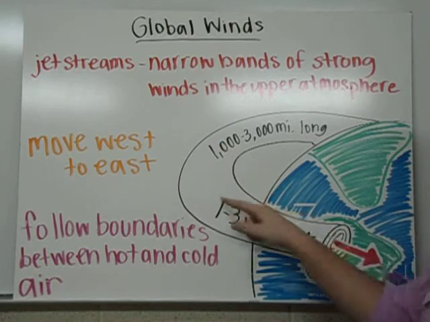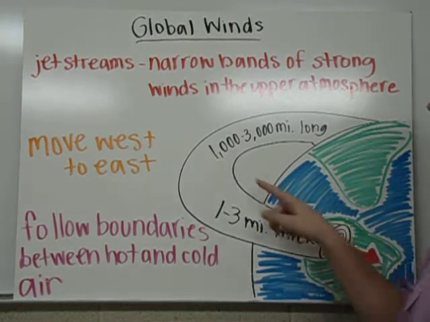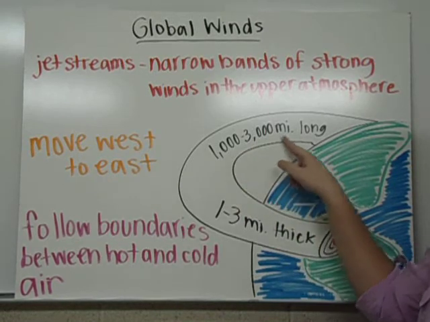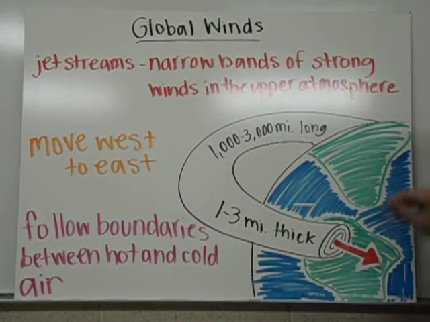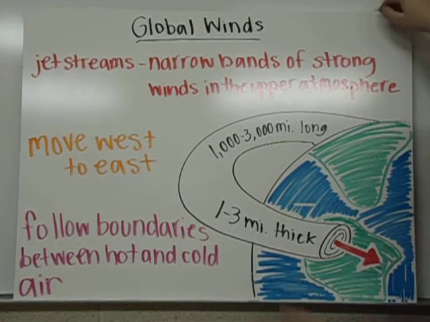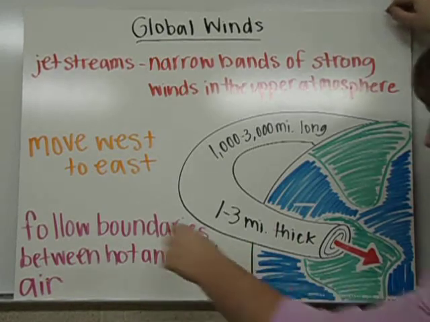As you can see here, this jet stream is flowing from west to east around the Earth along with its rotation, and they are typically about 1,000 to 3,000 miles long and 1 to 3 miles thick. As you go closer to the center of the jet stream, the speed increases.